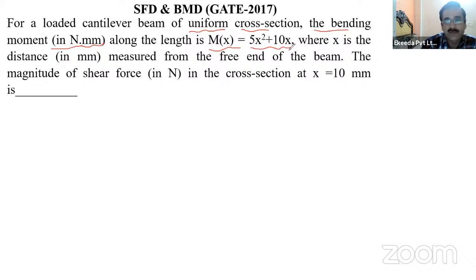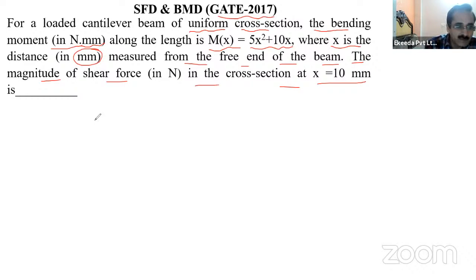equal to 5x squared plus 10x, and x is given in millimeter, measured from the free end. The magnitude of shear force in the cross section at x equal to 10 millimeter is, what is the value of shear force? This is asked in GATE 2017.